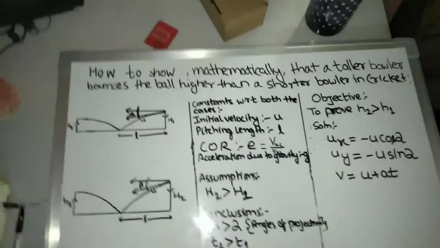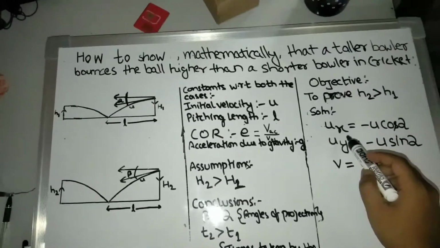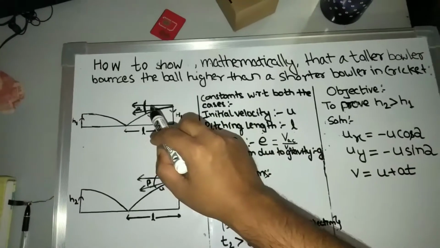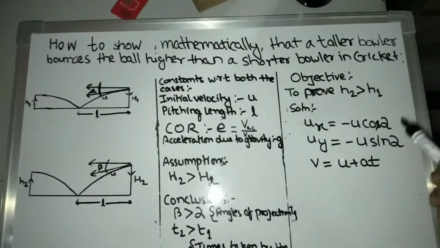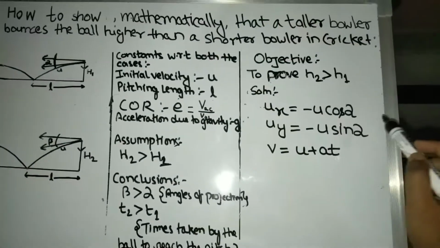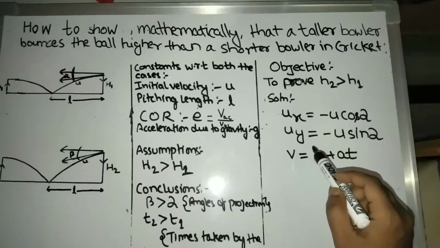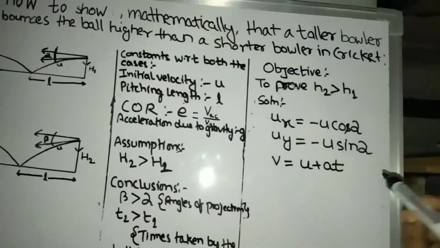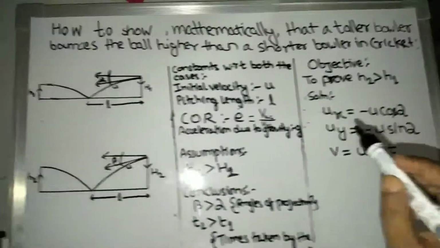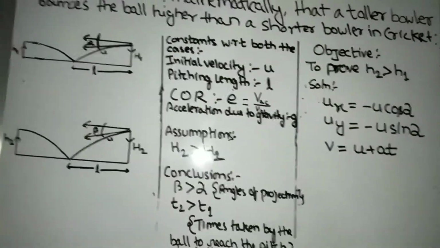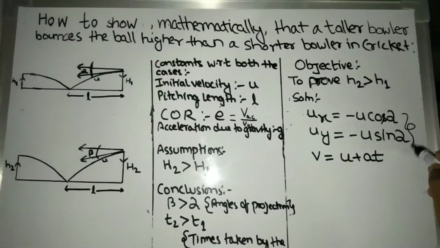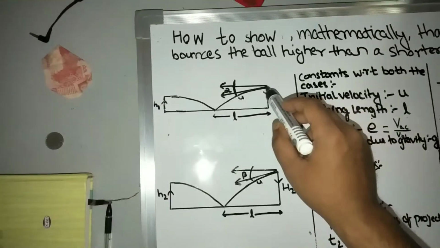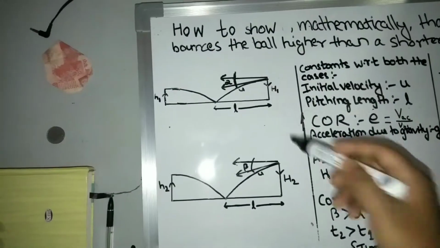Let's consider the case 1. From the case 1, we can see that the horizontal component of the initial velocity u is equal to minus u cos alpha, and the vertical component is equal to minus u sin alpha. Now I am using the conventional sign convention here, according to which both the components will have the negative sign.